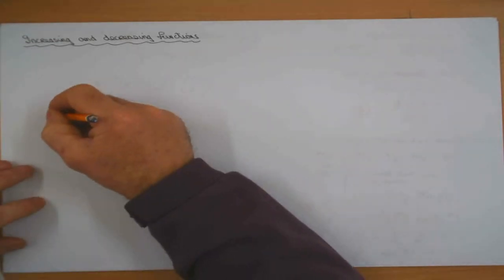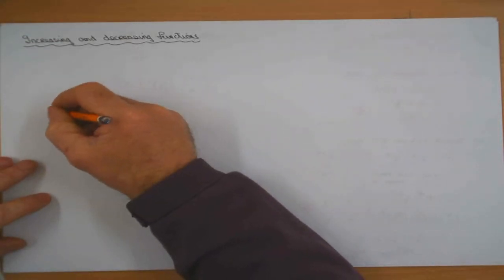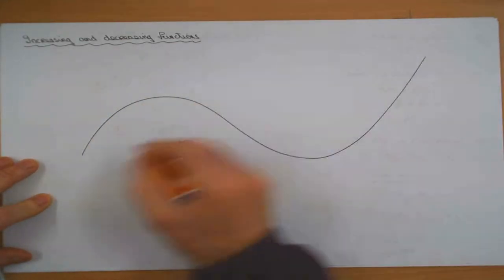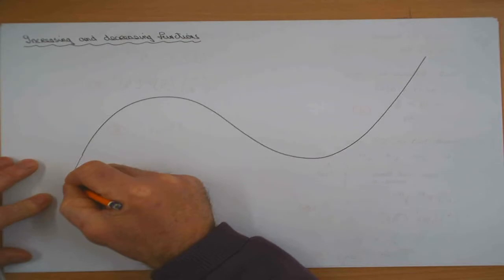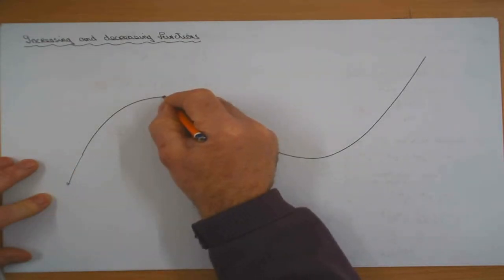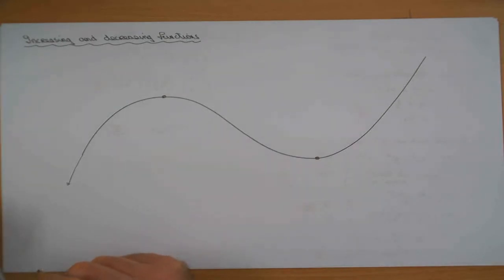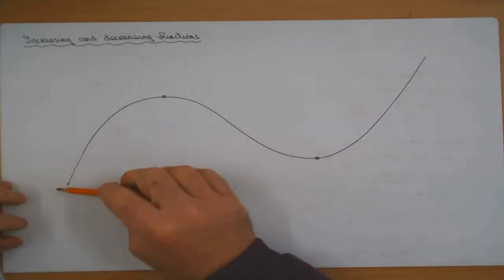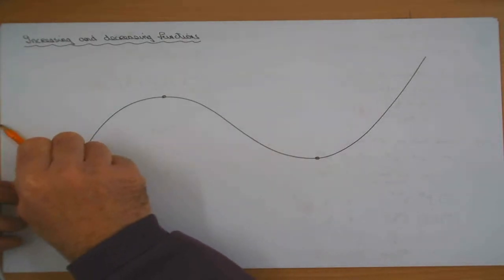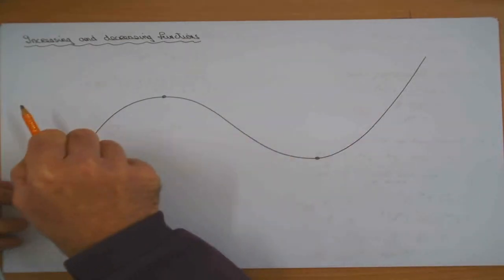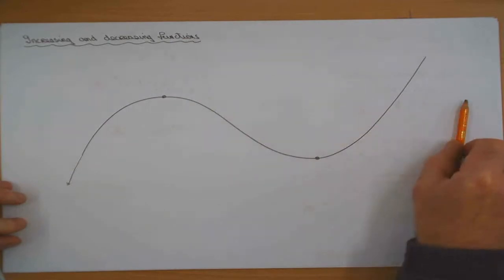Increasing and decreasing functions. If I draw for you now a cubic function, there is an x cubed graph. Yes? Typically they turn once. They turn at that point and they turn at that point. And when we talk about graphs, we talk from the negative x to the positive x value. When you discuss a graph, it's always from left to right.